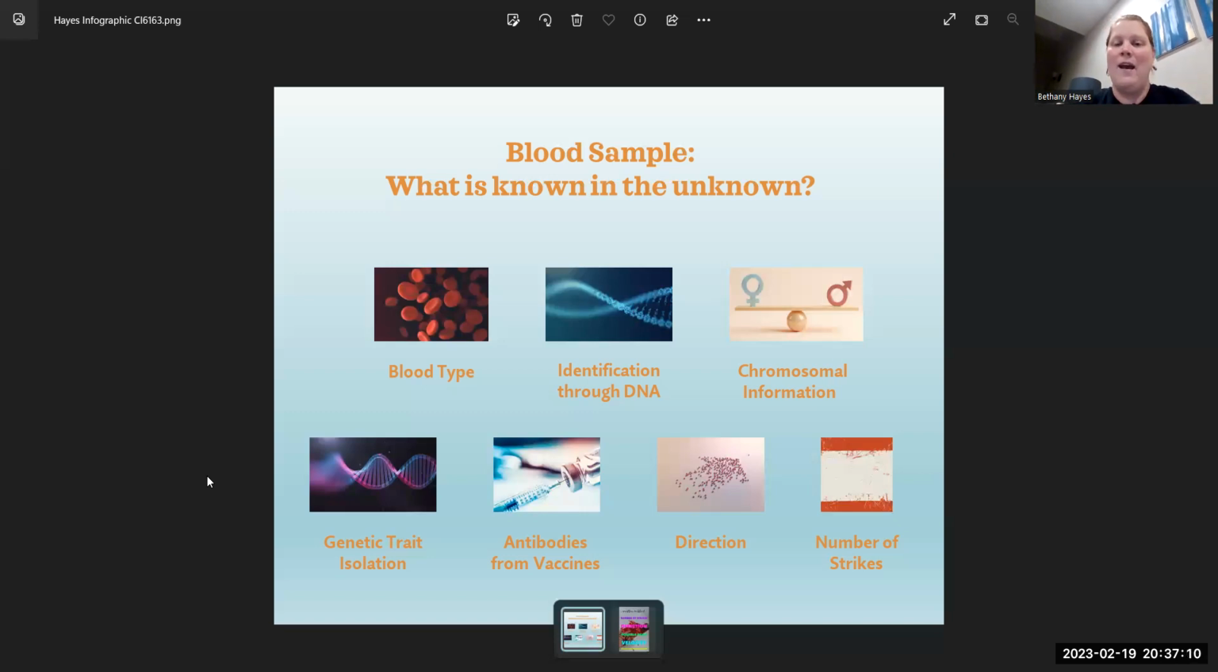So blood at a crime scene can tell us a lot more than just that you've got blood at a crime scene. Oftentimes it can tell you so much about what happened, and your victim, and the person that you're looking for who caused all of the trauma.